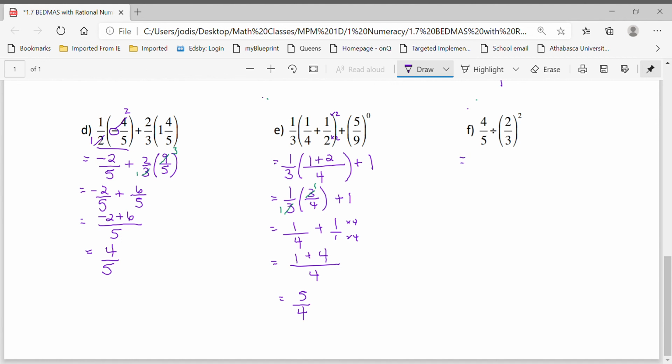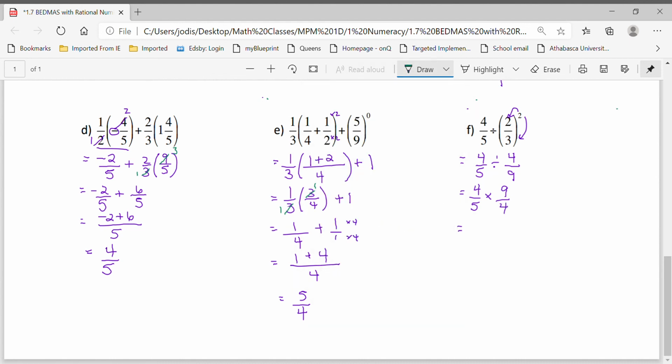Okay, last one here. So we've got some dividing, but then we have an exponent. So we have to deal with the exponent first. So I'm just going to leave that 4 over 5 and the divided by sign, and then I'm going to deal with my exponent. So remember, exponent goes to the top and the bottom. So 2 to the power of 2 is 4, and 3 to the power of 2, right? 3 times 3 is 9. Next, we want to switch our sign, right? So multiply by the reciprocal, so then flip that one over, so 9 over 4.